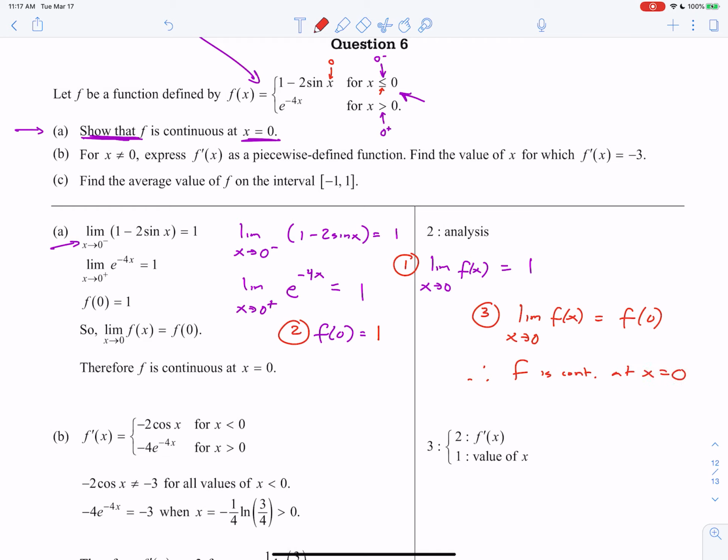Okay? Again, not that bad if you really think about it. It's just been so long since we've done continuity. But be ready for it. This could be the year that they bring it back. So keep that in mind, okay?